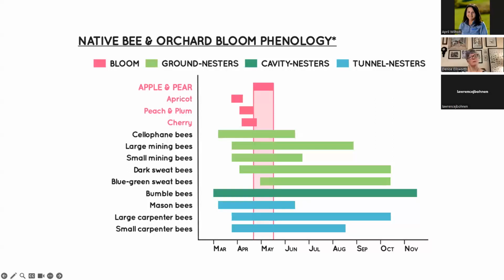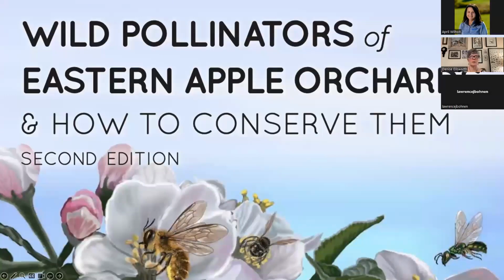And this is actually from a Cornell bulletin that talks about, if you have an orchard or a few fruit trees, what is in bloom and which bees are active when those flowers are in bloom. So we're trying to have bees in the orchard from when flowers are just blooming all the way through full bloom on those plants. So how can we invite that sequence of wild bees to the orchard? That's from Wild Pollinators of Eastern Apple Orchards. It's a really great publication.